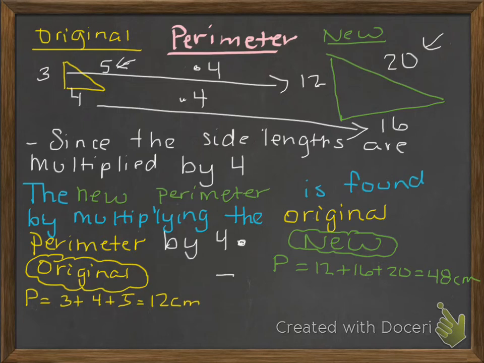So now the last piece, the justify, is basically right here. You're basically saying that 12 times 4 is in fact 48. So the new perimeter is going to be 48 centimeters, which is 4 times the original perimeter, which was 12.